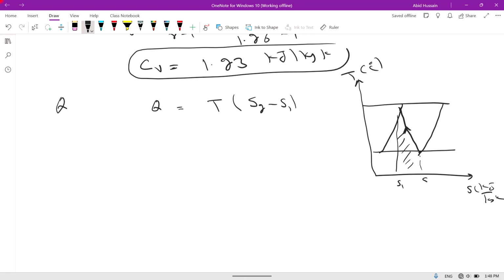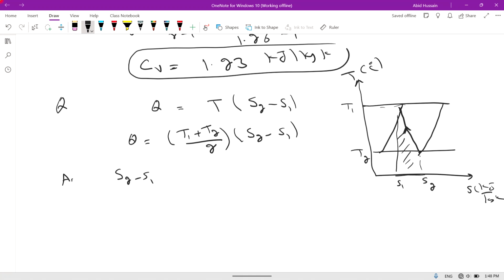So this is S1, this is S2. T is not constant. This is T1 and this is T2. So for T we will find the average of T. So Q is equal to the average T times S2 minus S1, where T is equal to T1 plus T2 divided by 2, times S2 minus S1. We will use this formula. So first we find S2 minus S1.